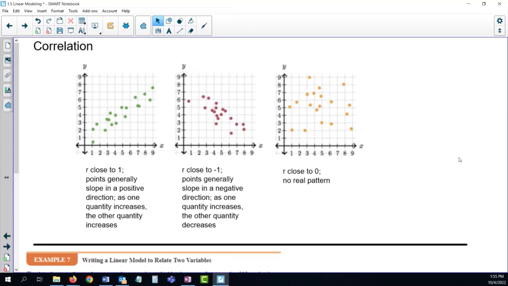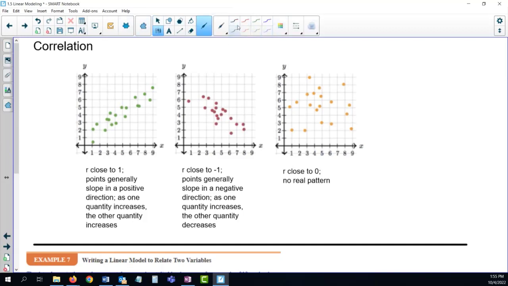So the closer those points fall to a straight line, the closer R, which is our correlation coefficient, is to 1. If my slope is positive, if I'm rising from left to right, R is going to be closer to 1. If I'm falling from left to right, but I still have that pattern, you see how in the red dots I'm still falling from left to right, but pretty consistently, that would be a correlation of -1. So the correlation coefficient is R. The closer it is to 1, the stronger the positive correlation is.